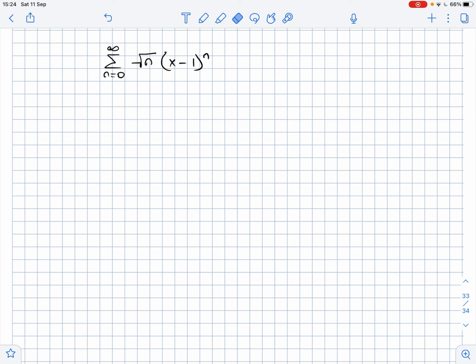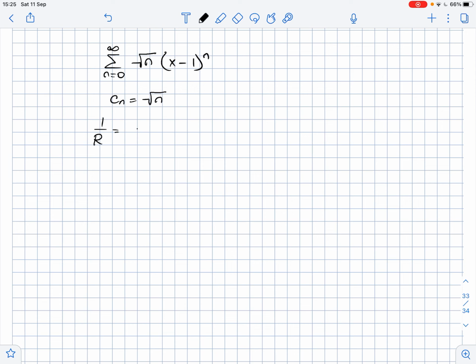So we need to find the radius of convergence and the interval of convergence of the given power series. Radius of convergence in power series is the radius of the largest disk in which the series converges. The given series is right here, and from it we see that Cn equals square root of n.